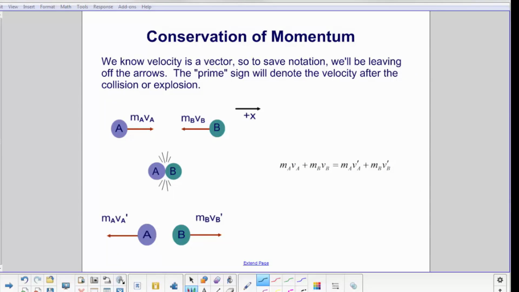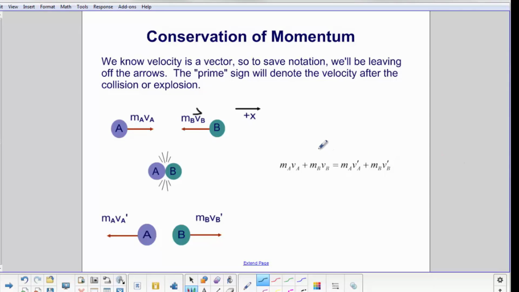Since we know that velocity is a vector, we're going to leave off the arrows. I mean, to be totally correct here, over every velocity we should have an arrow. But we're only dealing in one dimension, so we know the direction is either going to be right or left. And if you're going to the left, we'll put a negative sign in front of the momentum. If you're going to the right, we'll put a positive. When you work in multi-dimensions, then it's more important to keep the vector sign. But for now, we'll leave it out.